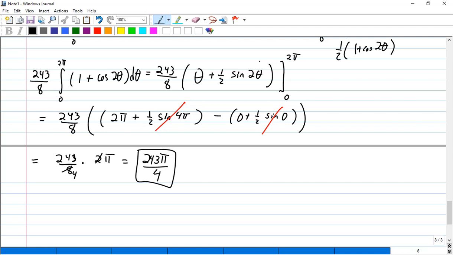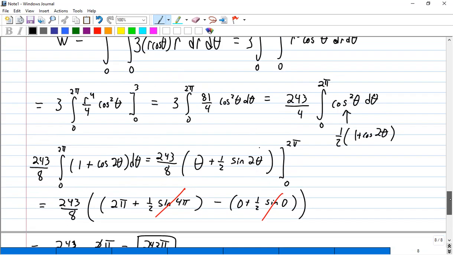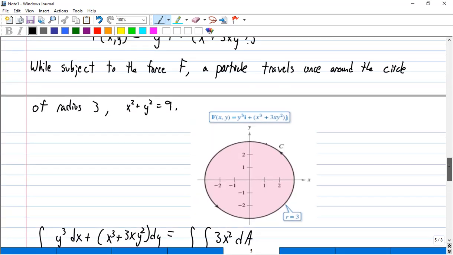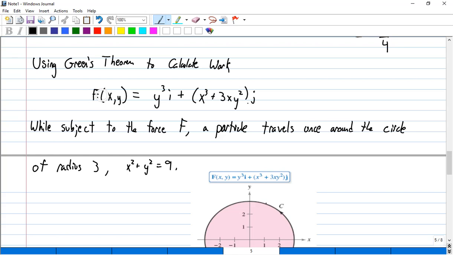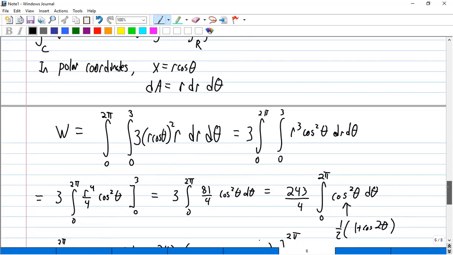All right, so that's how you can calculate work if you know the path that a particle is traveling. If a particle is traveling in a circular motion around a radius of 3, this is the force exerted on the particle. So that's the field. And using Green's theorem, that's how we can calculate work.